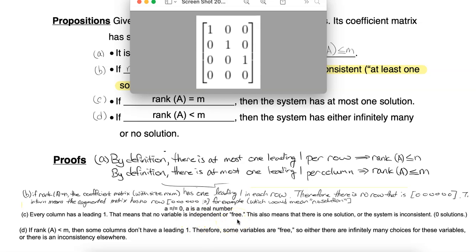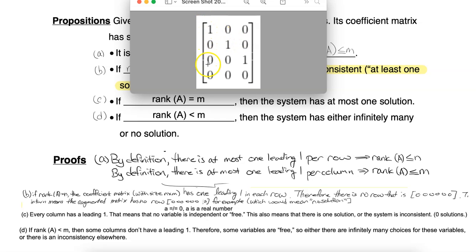We will use the term free variable a lot this semester. A free variable is a variable that you can choose without breaking the system. This also means, therefore, there is one solution, or the system is inconsistent. So how could these two situations arise?